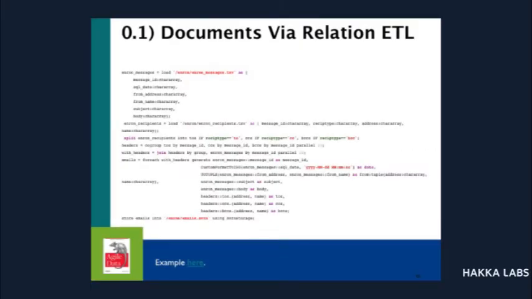So you can generate documents via relational ETL. This is using Pig to turn the Enron relational data into a document, which is not much longer than the query. You can serialize events from streams. So in the book, yeah.